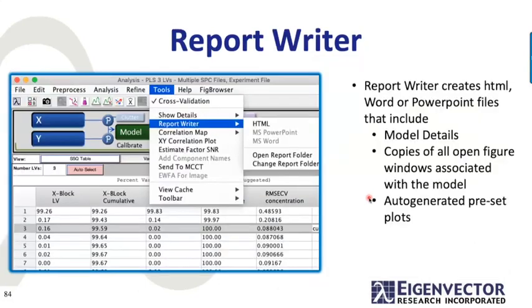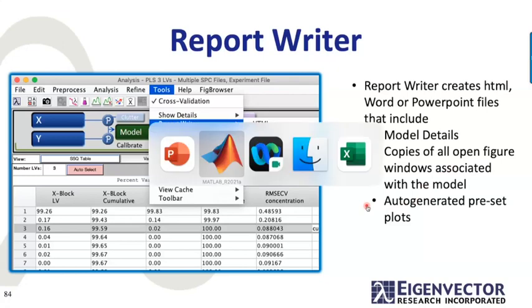And then there's also the report writer, which again, here under the tools menu, if you go to the report writer and select one of these three. Now on a Mac, I only have the choice of HTML. If you're on a PC, you can save your model report as a PowerPoint or Word file directly. And that report will include the model details, copies of all open figure windows associated with a model, and auto-generated preset plots. I think I'll actually just show that to you.